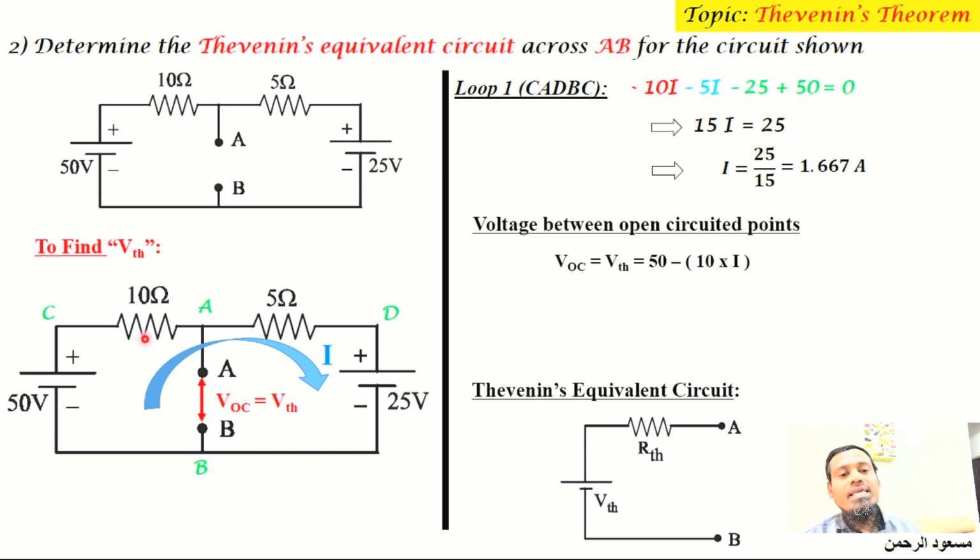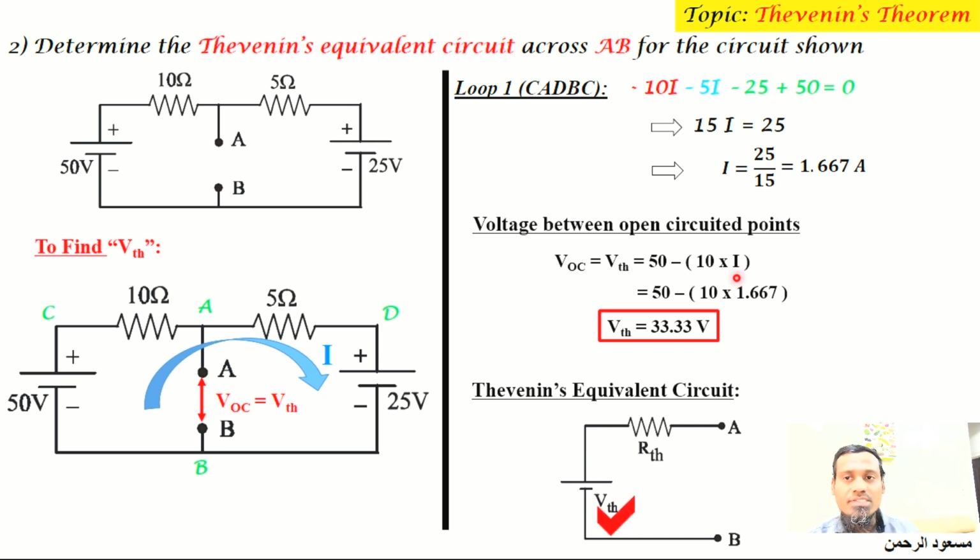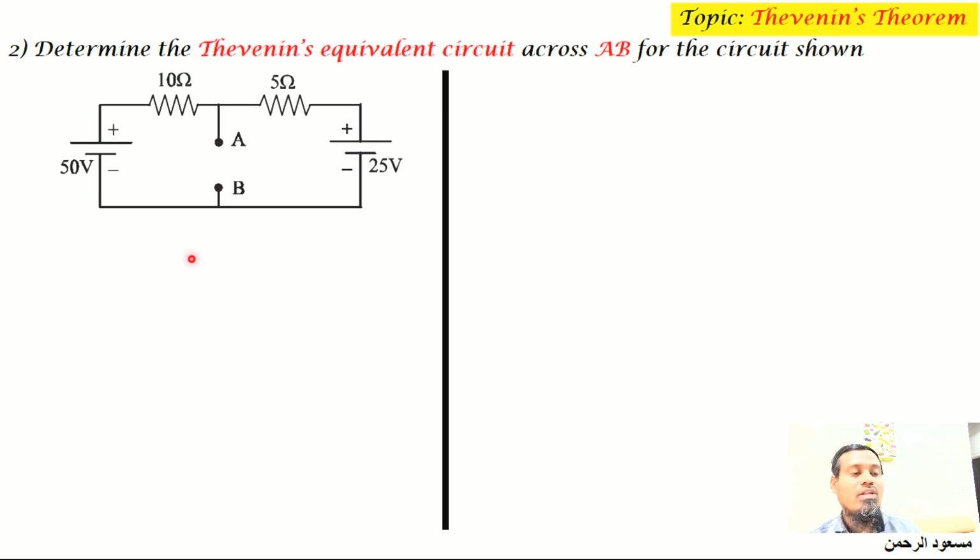As we have already calculated I, substitute the value of I here: 50 minus 10 times 1.667, which you can calculate to be VTH is 33.33 volt. So far we have calculated the value of VTH in the Thevenin equivalent circuit. Now we need to find the value of RTH.